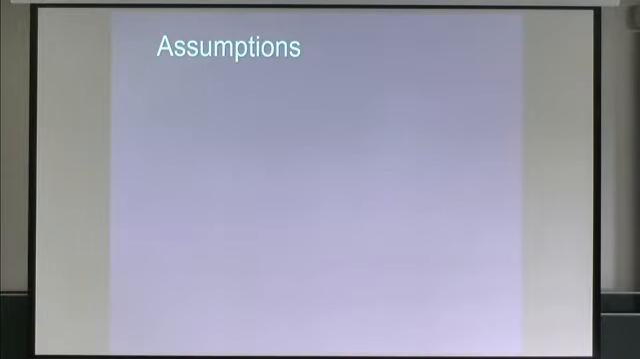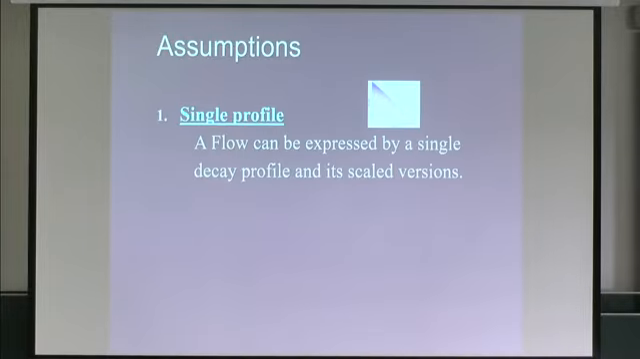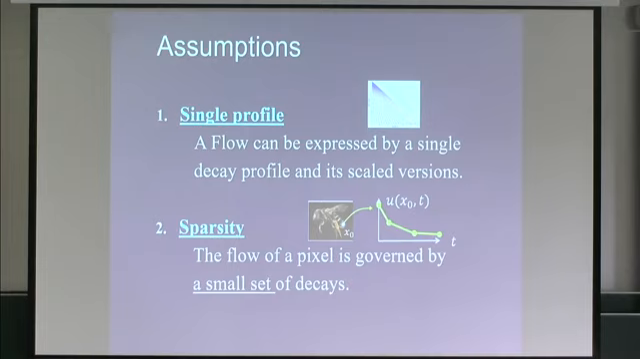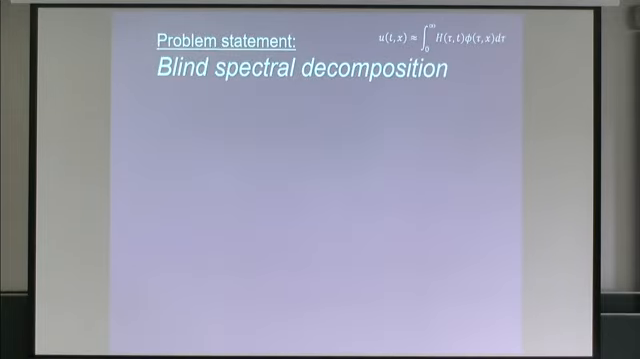Okay, so here are our assumptions. First, that this nonlinear system is regular enough so the flow can be expressed by a single decay profile like TV. The second is sparsity, which relates to the previous talk of Freddy: each pixel is composed of just a small set of decays. These are our two assumptions, and then we can formulate our problem like this.